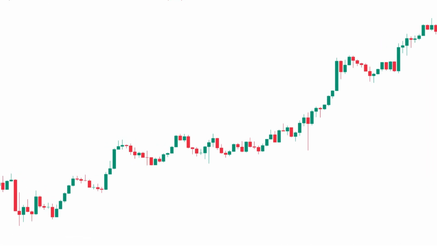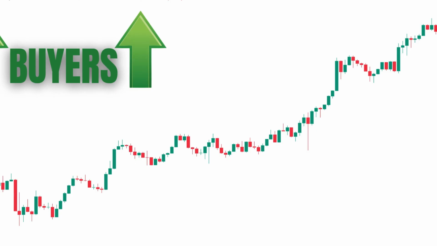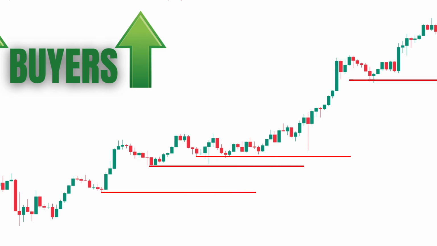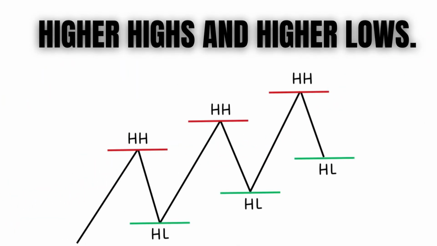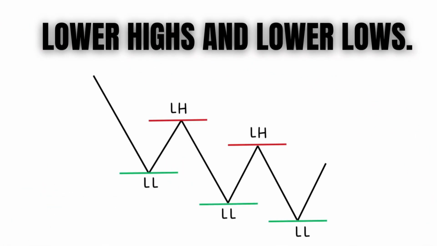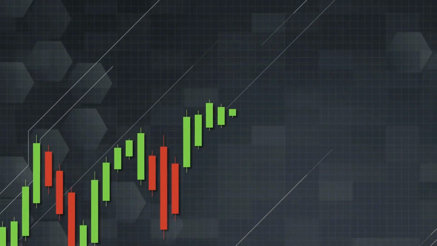When price is in an uptrend and buyers are in control, you will see a specific pattern. Each push up reaches a higher point than the previous push up, and each pullback stops at a higher point than the previous pullback. In ICT, we call those higher highs and higher lows, HH and HL. The opposite is true when sellers are in control. Each push down reaches a lower point than the last. Each pullback stalls lower than the last. Lower highs and lower lows, LH and LL. This is not complicated. In fact, you might be thinking, I already knew this.